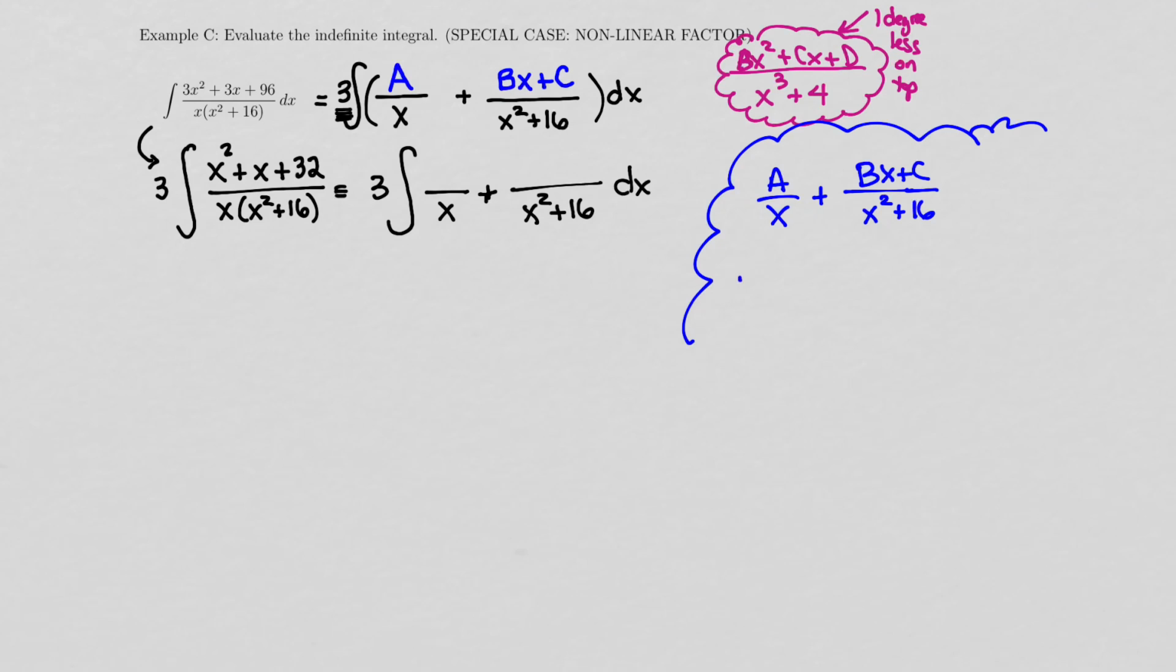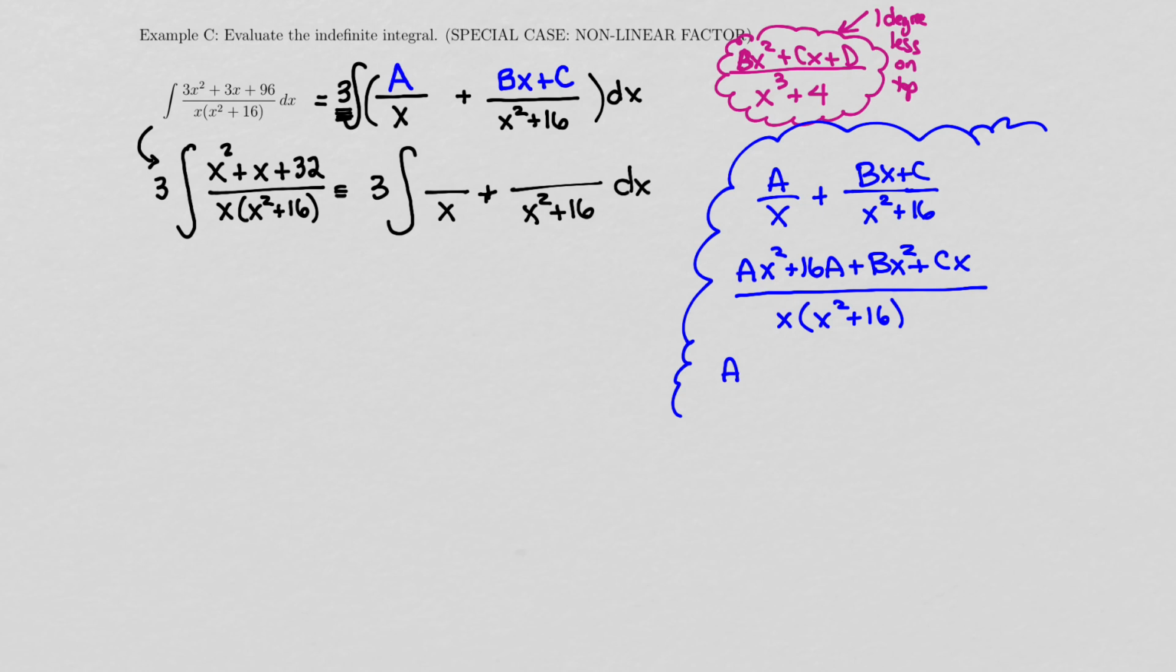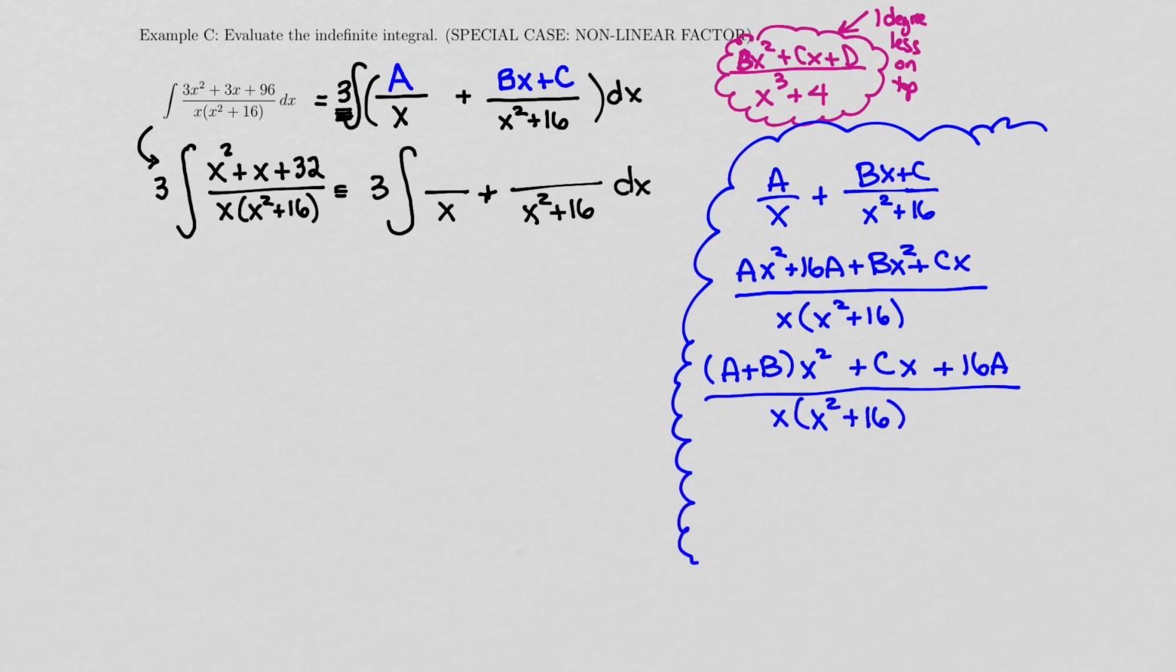So you're going to get on top Ax squared plus 16A plus Bx squared plus Cx. Is that what you got on top? Yeah. And actually, I want to put my A's and B's together. So my A plus B goes with my x squared. My C goes with my x, and my 16A is my constant. I like to line them up like that, where I have my decreasing terms.